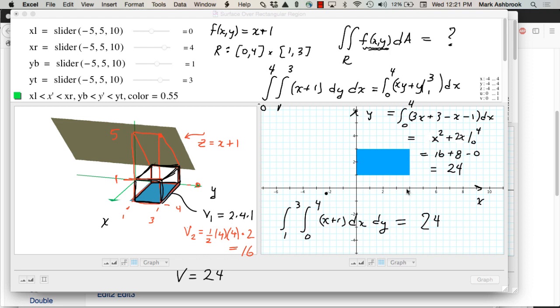Okay, so let's look at non-rectangular regions.